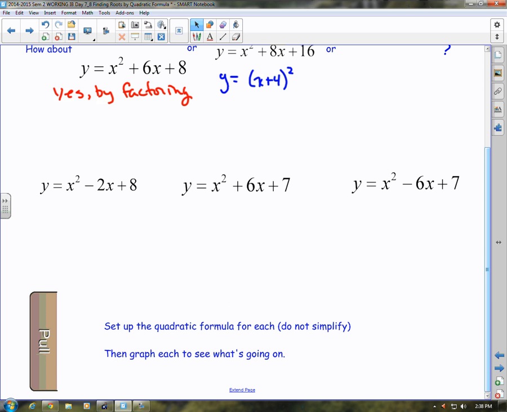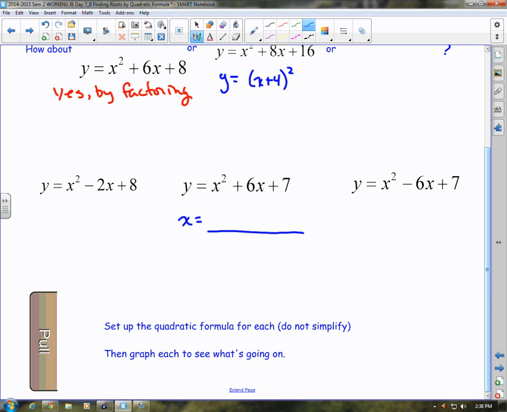And then after you have done that particular set of steps for each of those three, then we'll graph it and look. So I'll start you off. This is what we want it to look like. The nice thing is all of these functions are in ax squared plus bx plus c form. So I'll do this middle one.